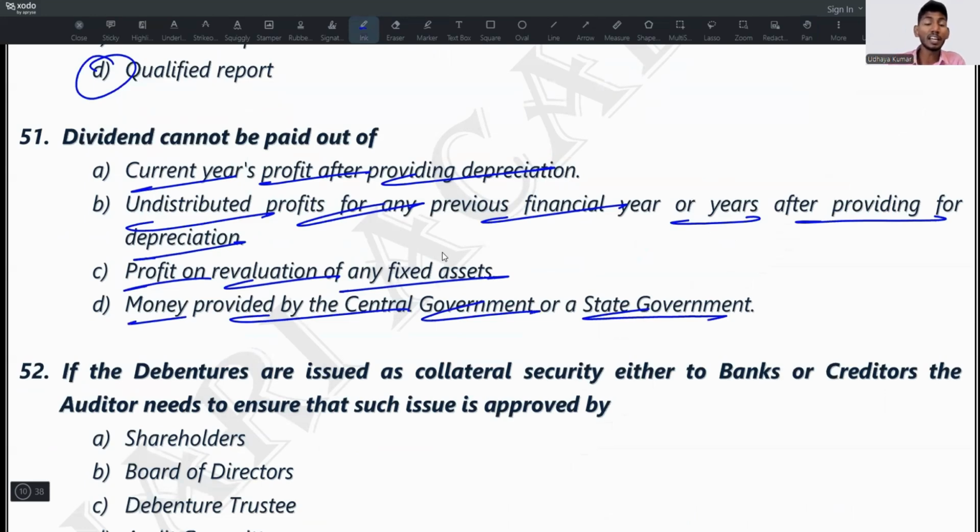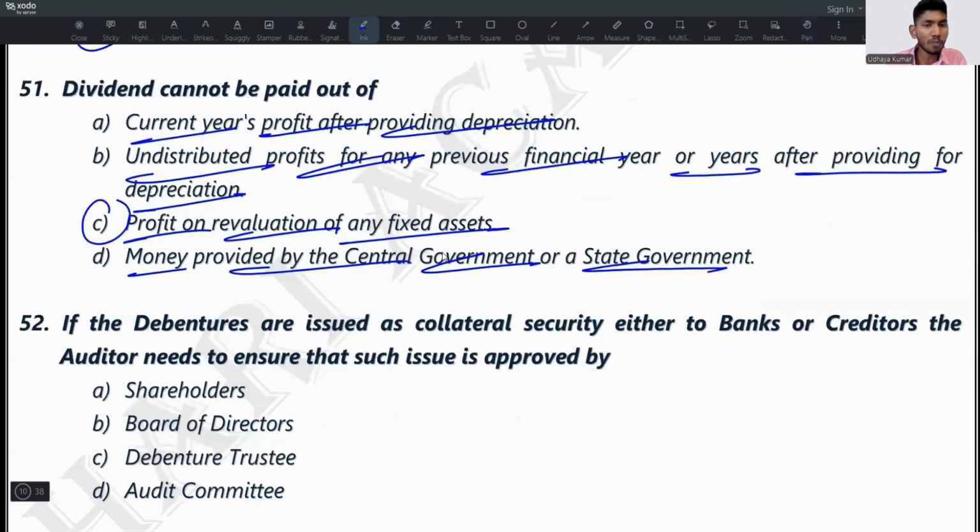So the right answer here is profit on revaluation of any fixed assets. You would already have learned in corporate accounting that profit on revaluation of any fixed asset is not considered a non-distributable reserve. This profit arises from adjustments in the book value of assets rather than actual profits generated from operations or cash flow. Therefore, it cannot be used for paying dividends. So the right answer is profit on revaluation of any fixed assets.